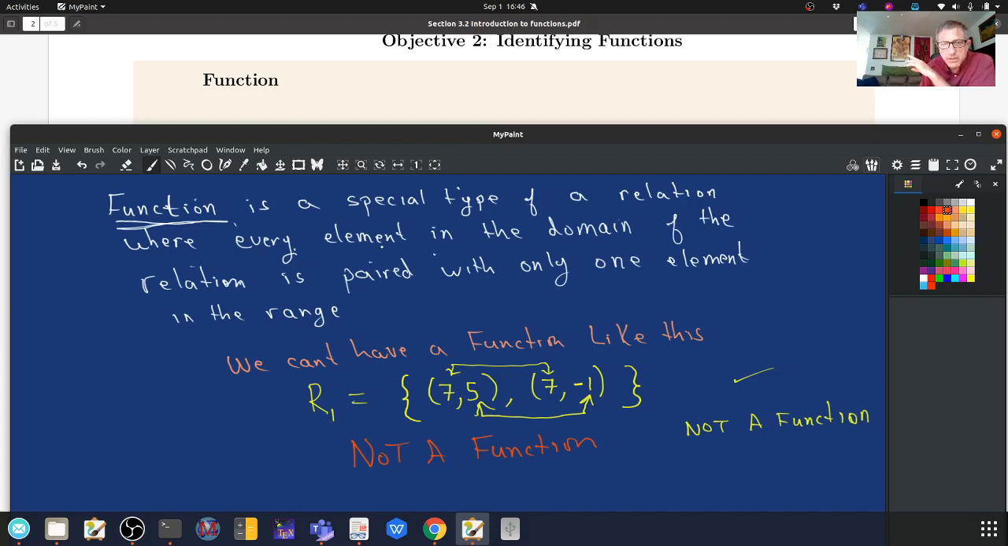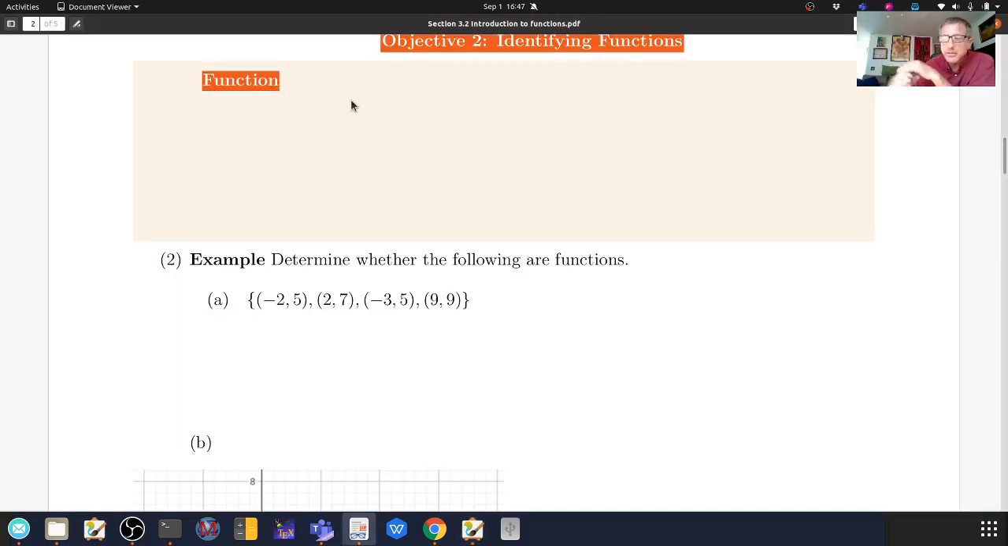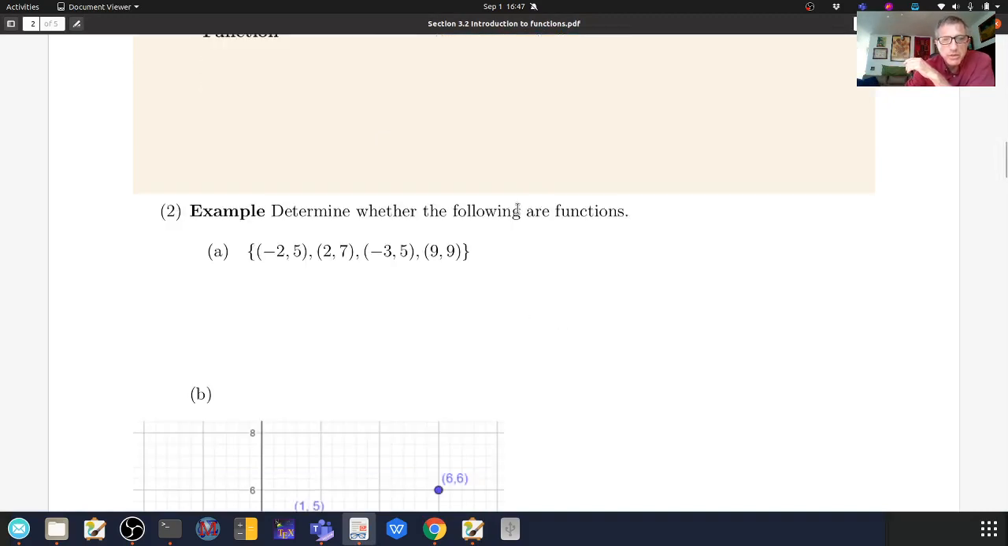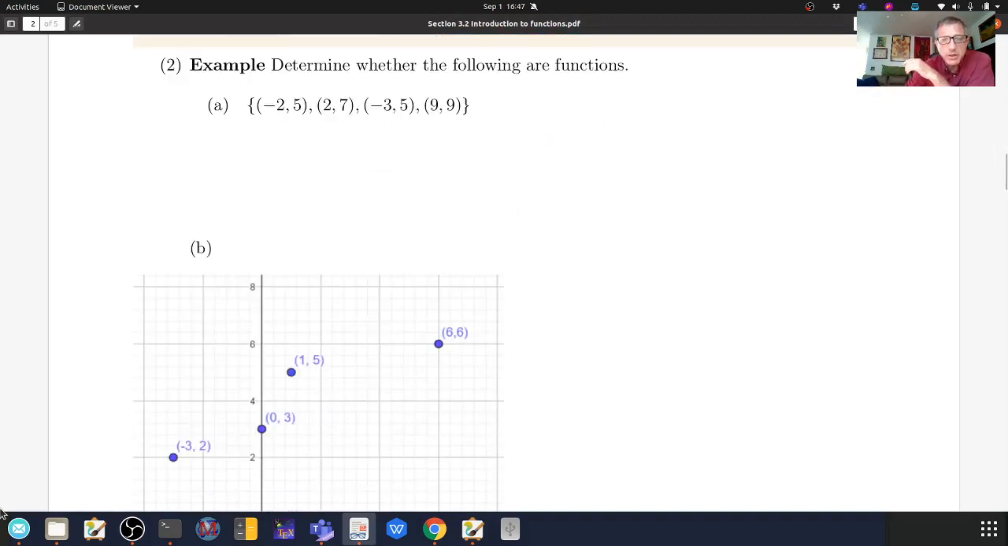But notice that every function is a relation, because functions are all special types of relations. It's just like every dog is a mammal, but not every mammal is a dog. Dogs are mammals that have special properties. There's a lot of mammals which are not dogs. So let's look at this and let's determine whether the following is a function.